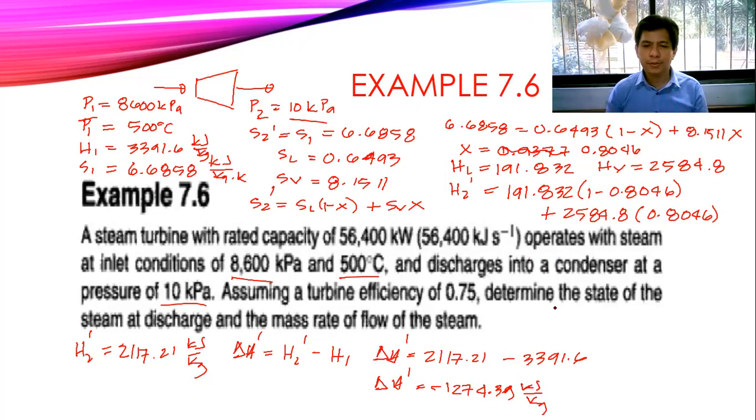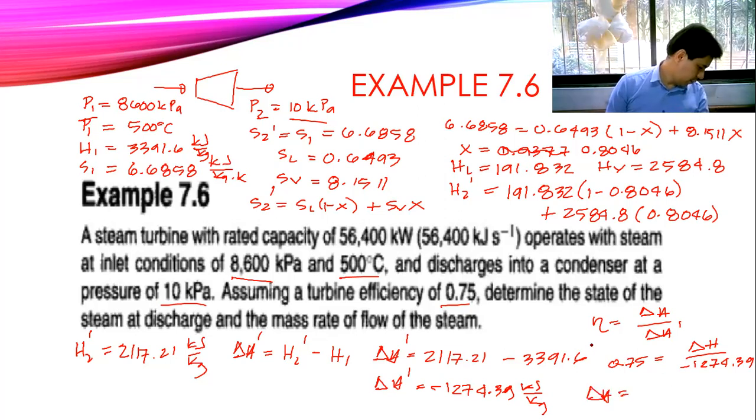Yan. Tapos, i-recall nyo, kailangan nyo i-recall yung equation ng efficiency ng turbine. Siyempre, equation ng efficiency is actual divided by ideal, delta H. Ano? Substitute natin, given na 0.75 ang ating efficiency. Tapos hanapin natin yung actual, yung delta H. Yung ideal is negative 1274.39. So, ang actual delta H is 900 something. Negative 955.17.